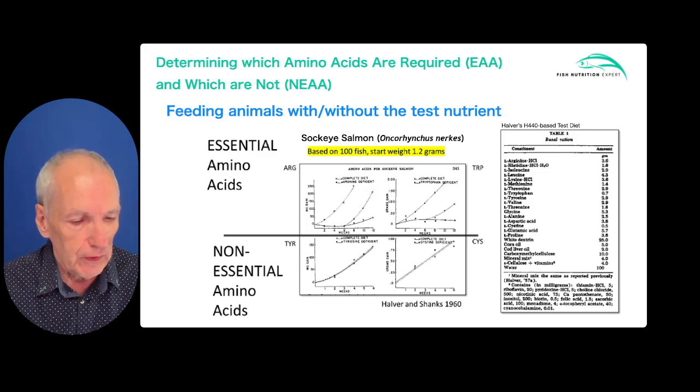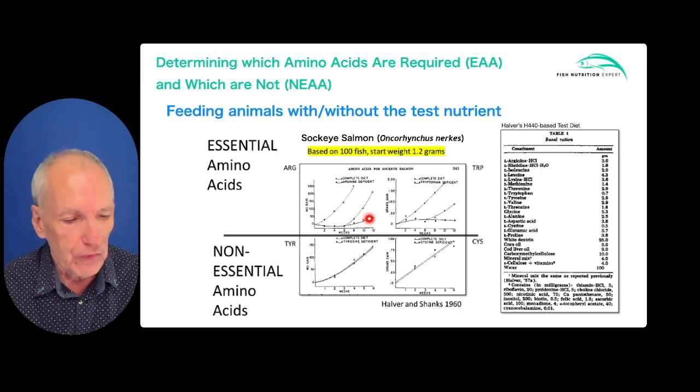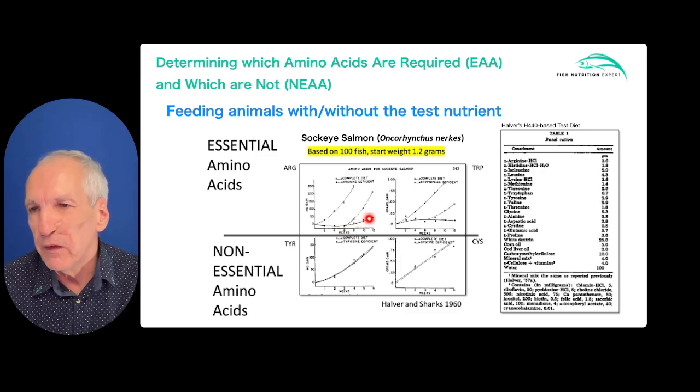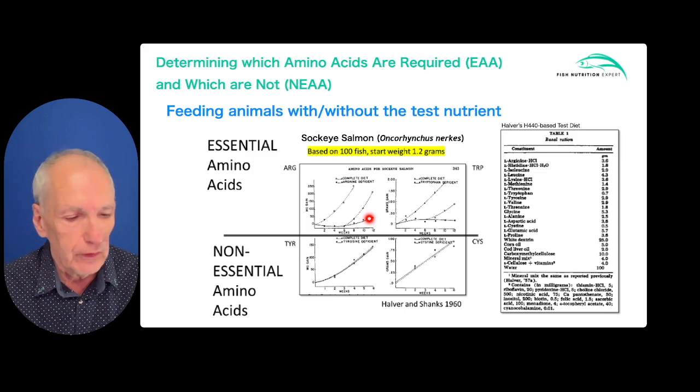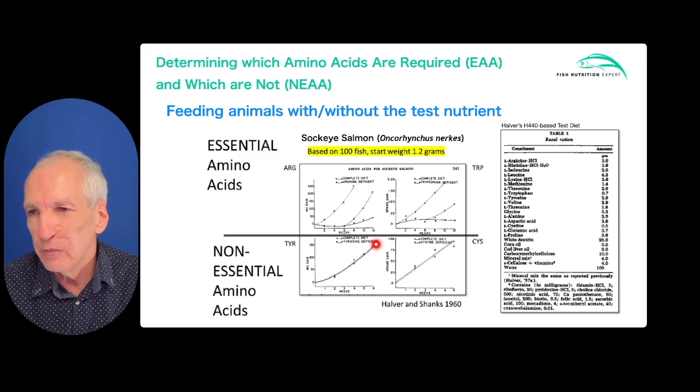And then what we see here is that it was added, but at a much lower level. And so we saw a little bit of growth, but not as good as if it was there at the full quantity required. On the other hand, when we feed a non-essential amino acid, it doesn't matter whether it's there or not there, growth will occur unimpeded.